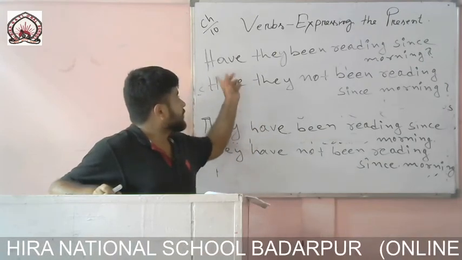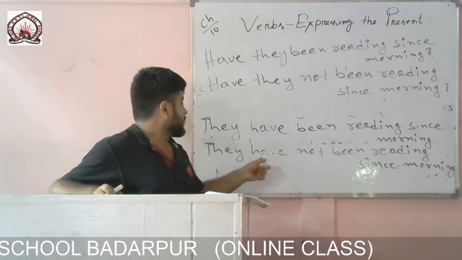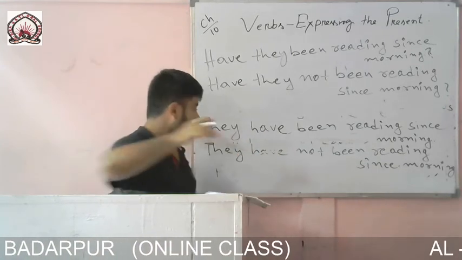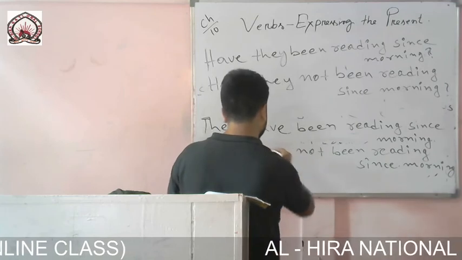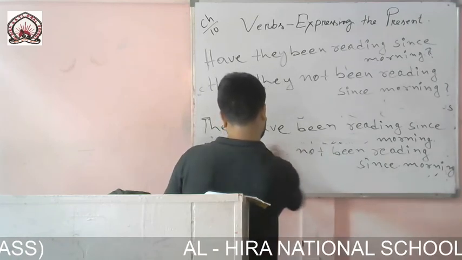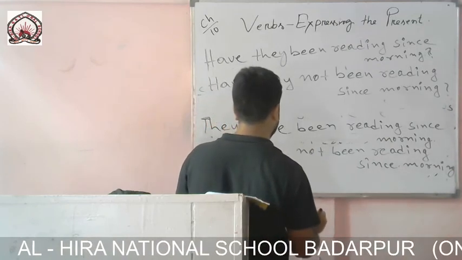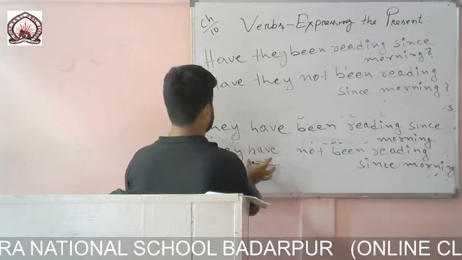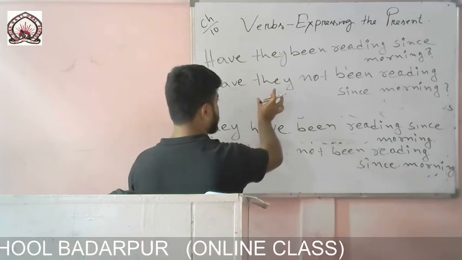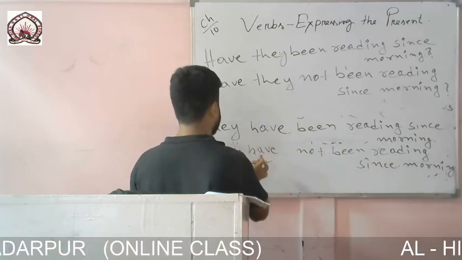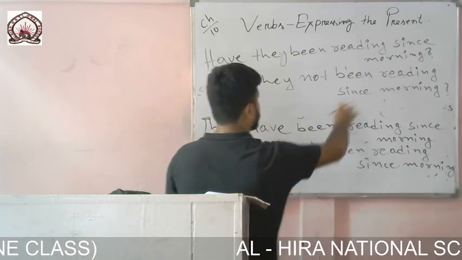Now if you see the negative sentence of this, they have not been reading. While changing it to interrogative negative, what I have done? I have brought the have at the beginning. Have they not been reading since morning?